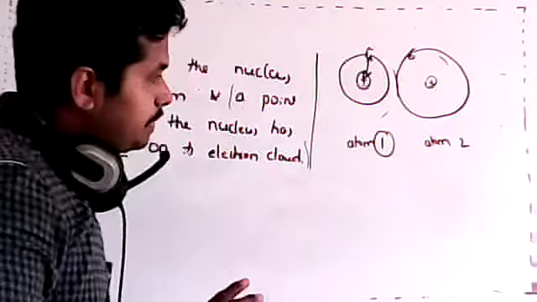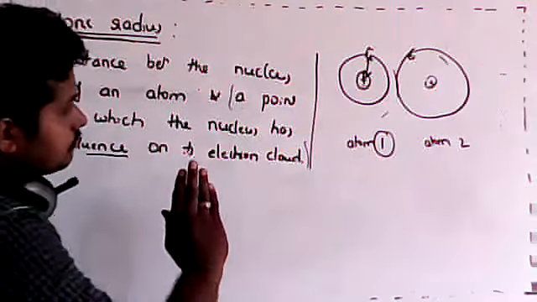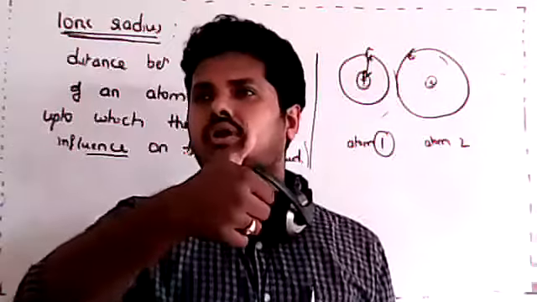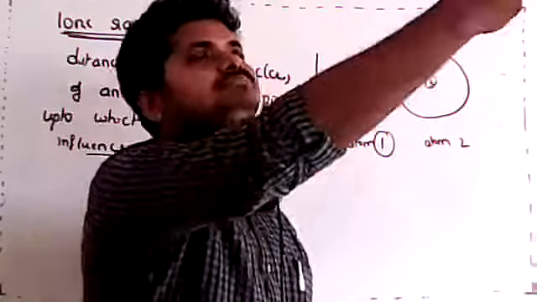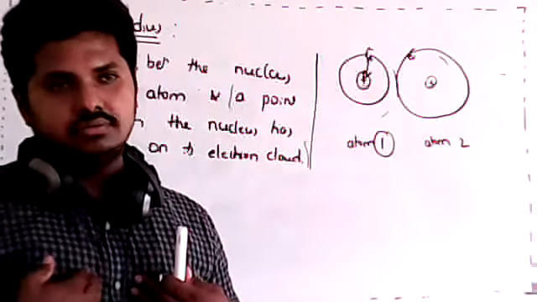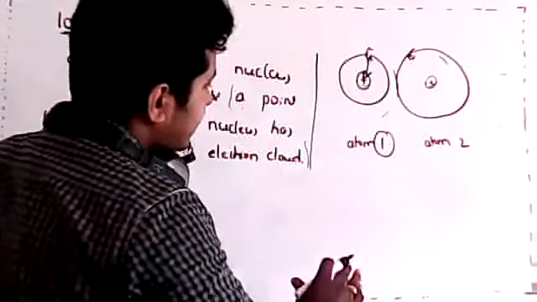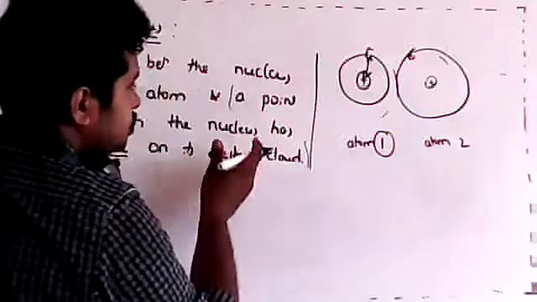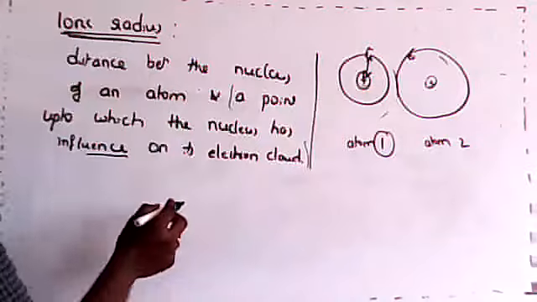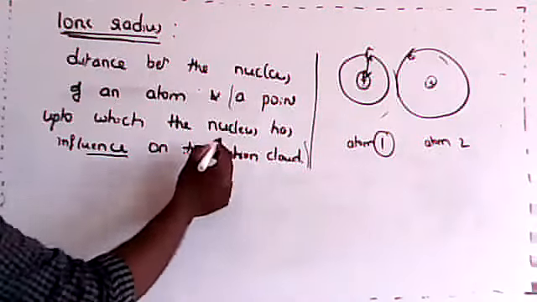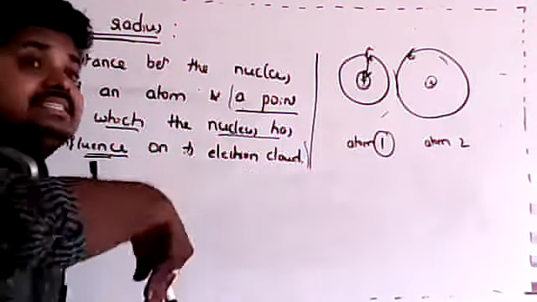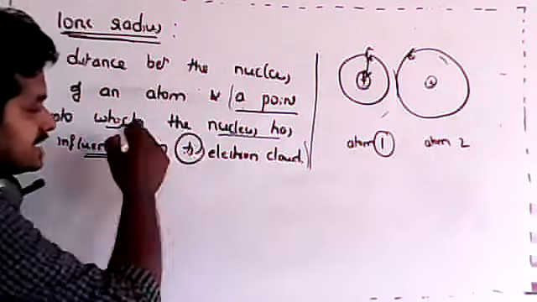The same thing happens in this case. After the transfer of the electron, atom 1 has lost the right over that electron. Now it cannot consider that it is my electron. Got it? So whenever we talk about ionic radius, you should understand that it's the distance between the nucleus of an atom and the point up to which the nucleus has influence on its electron cloud.